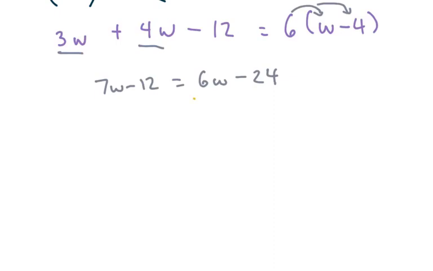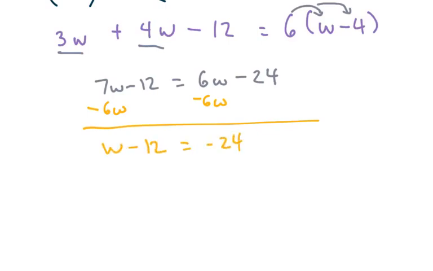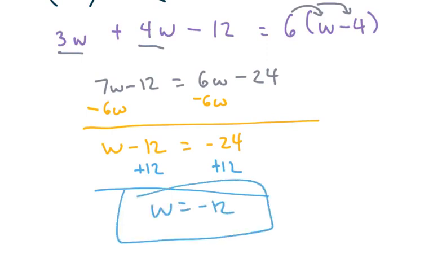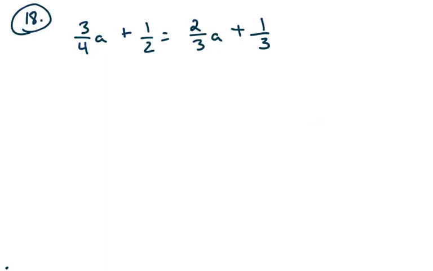Okay, I'm going to subtract 6w because I always try to keep my variable positive. It's the one I go for first. And then I'm going to add 12 to both sides because I want to get my variable by itself. And I get my answer, w is equal to negative 12. So once you get rid of the fractions, the problem is not that bad. So if you haven't done so already, pause the video, try the next one.